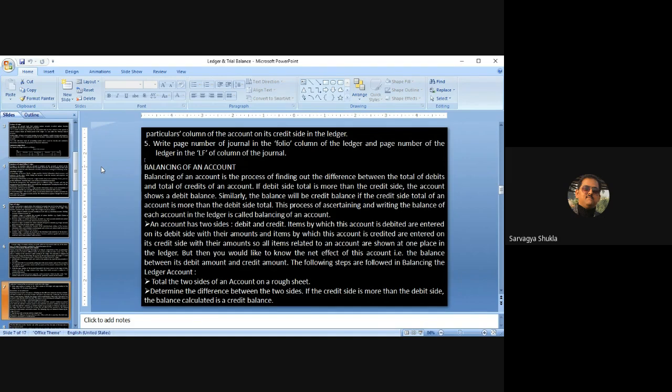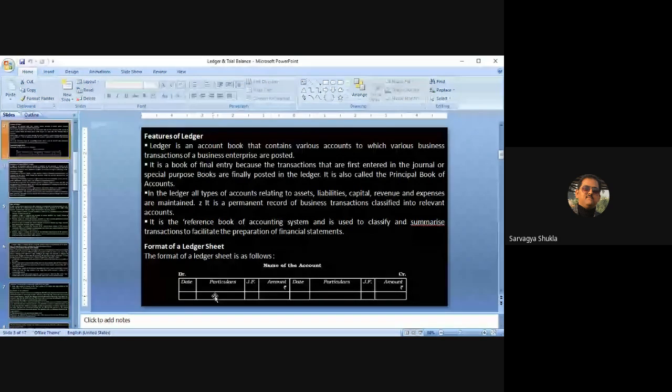And when all the entries related to one account have been posted, we have to balance the account. Now comes the process of balancing of the account. Balancing of an account is the process of finding out the difference between the total of the debit and the total of the credit of an account. This is the debit side. I have already told you, the left hand side is the debit side, and right hand side is the credit side. Okay.